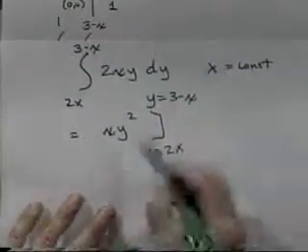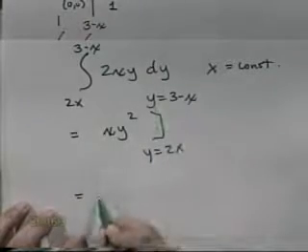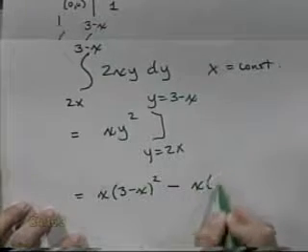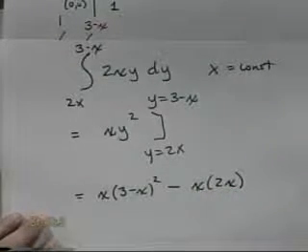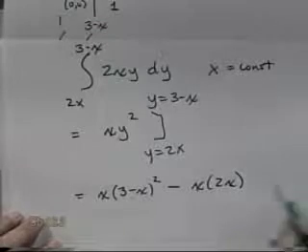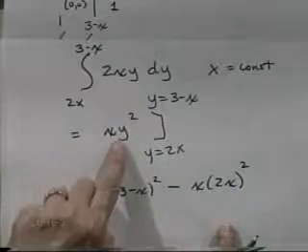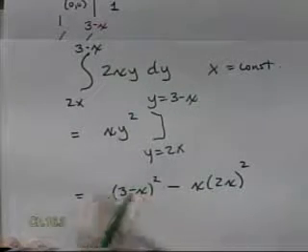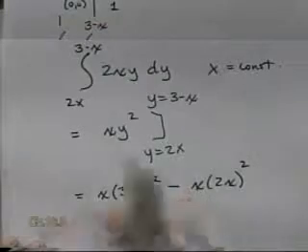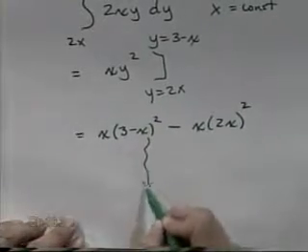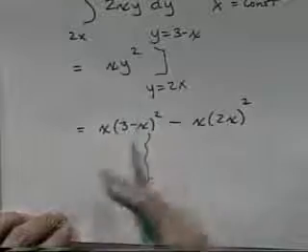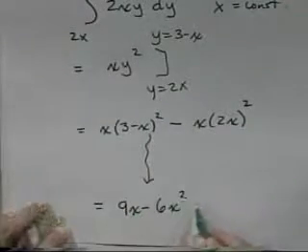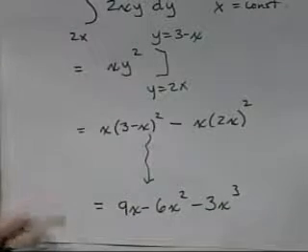If you plug 3 minus x in for y, you're going to get x times 3 minus x squared minus x times 2x squared, because we're putting 2x in for y. Okay? You've got to multiply this out, multiply by x, square this, multiply by x, combine similar terms. I did that already. You guys are more than welcome to fill in the blanks. You're going to get 9x minus 6x squared minus 3x cubed.